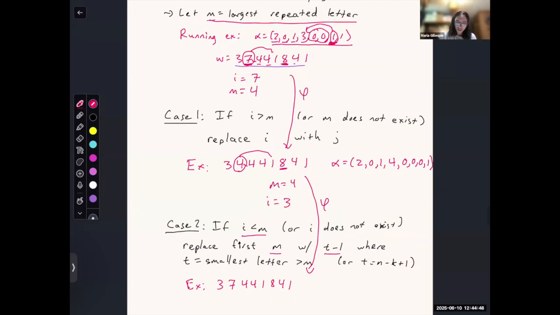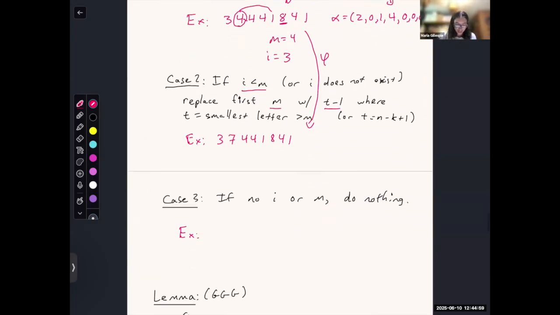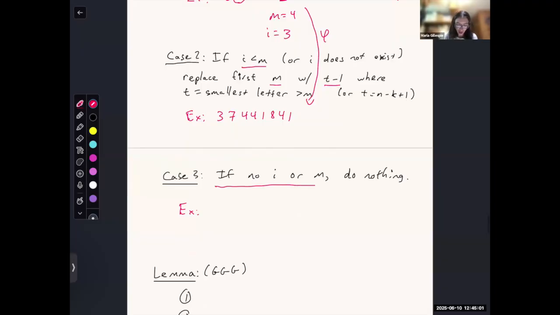Okay, and then you can also see that it changed the sign, because we made a 1 into a 0 and vice versa in each case. And so we're changing the sign, we're changing the number of zeros. The only case in which this is not possible is if there is no I or M, in which case we do nothing. So actually, technically, there's a third case. But if there's no M, that means no repeated letters. And no I means all the letters are to the right of the letter that's preceding them.